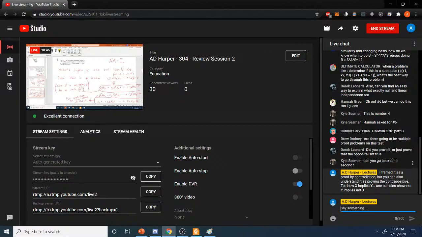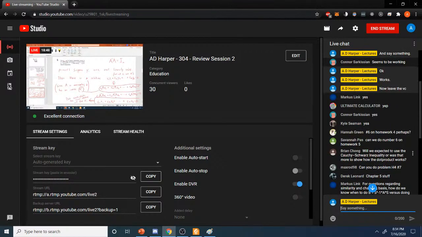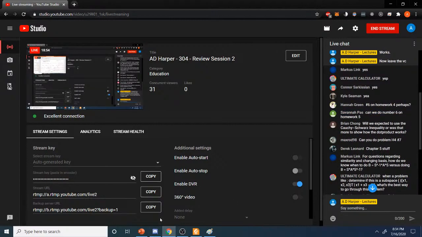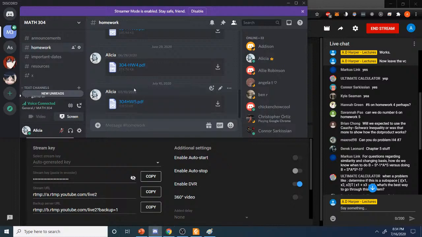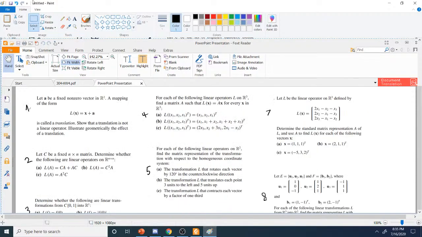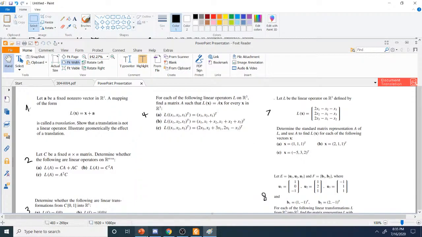Okay. So I'm going to go on and do some more questions. I'm going to go up to Savannah's question. Can we do number 6 on homework 5? So let me open homework 5. Okay. So this is a fun one. It's very geometric.